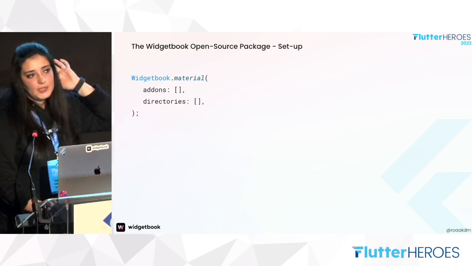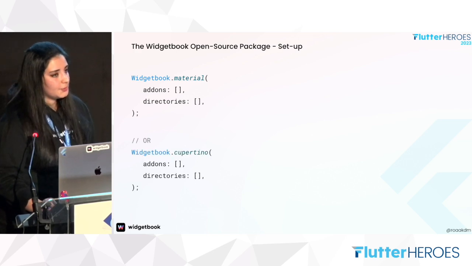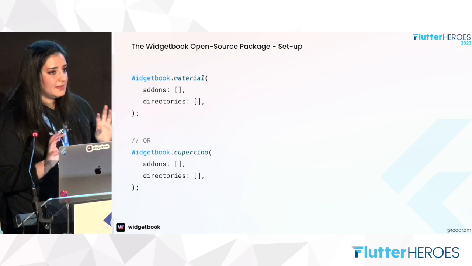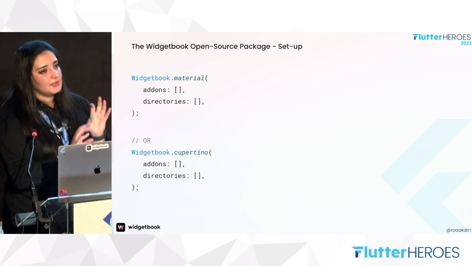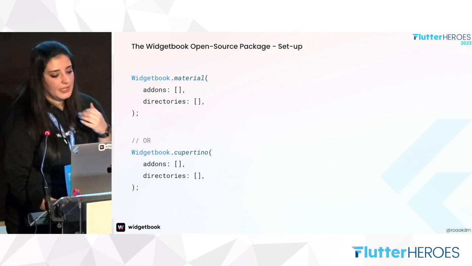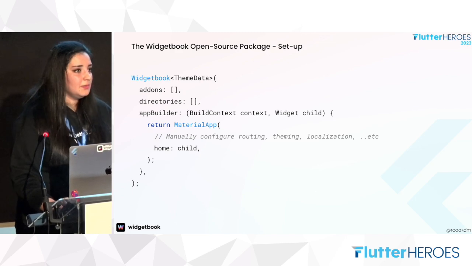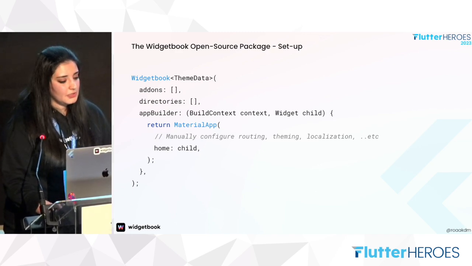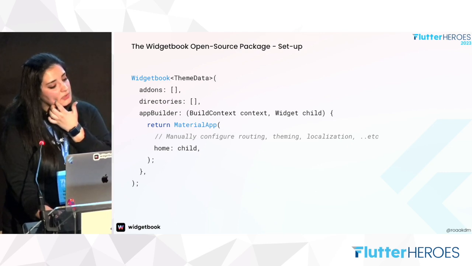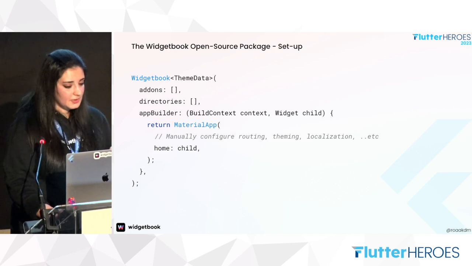This Widgetbook app can be automatically configured as a material app or a Cupertino app using named constructors, and this is considered the equivalent of the material app that you're creating back in your main app. Or you can create it with a custom theme if you're using neither Cupertino nor material, and use the app builder to add some more configurations that I will not get into.